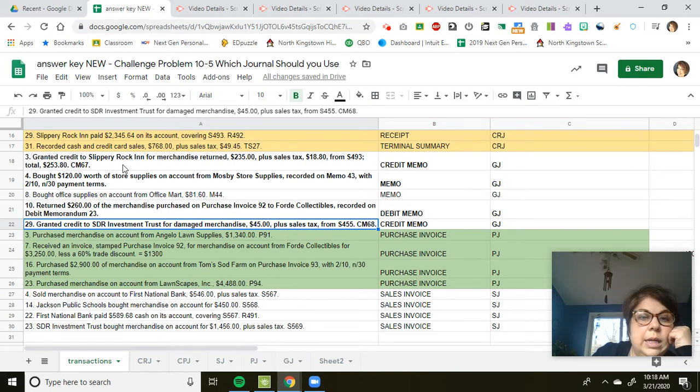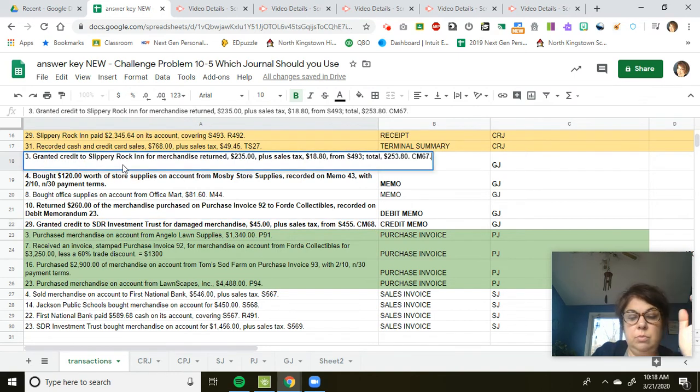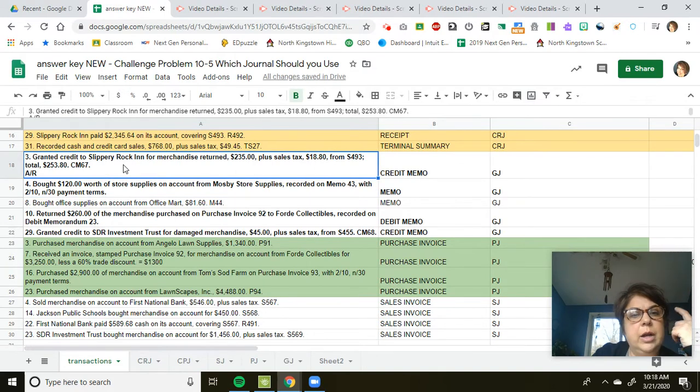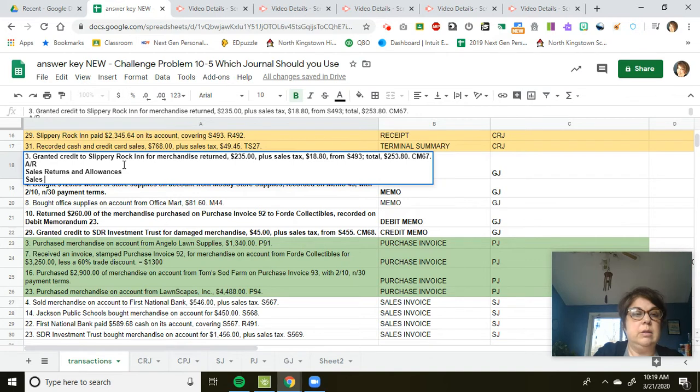So Slippery Rock Inn is an accounts receivable. And if you want me to, I will go ahead and just say this is AR. I also know that whenever I grant credit, I'm talking about sales, returns, and allowances. So we're talking accounts receivable, sales, returns, and allowances, and if I needed to, sales tax payable. Now, I put these in no particular order right now, and I do want to make a point that really we like to put our debits first. So accounts receivable is the last line of this entry.